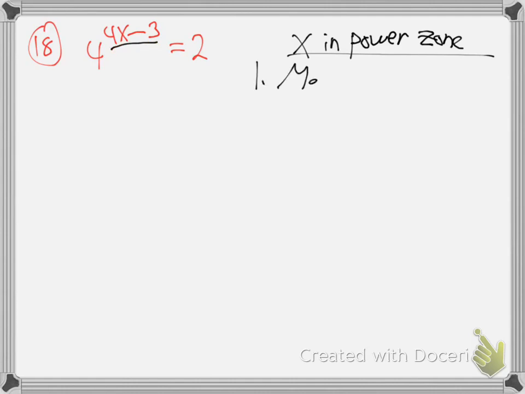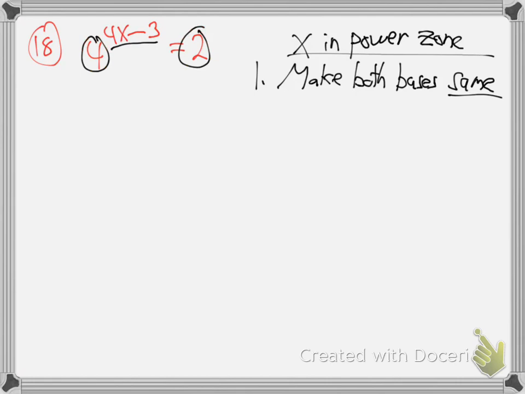Step 1, make both bases the same. So what do I mean? I mean the 4 and the 2 bases. I've got to make those the same. How can I do that? 4 is the same as 2 squared, isn't it? And so that's what we do.